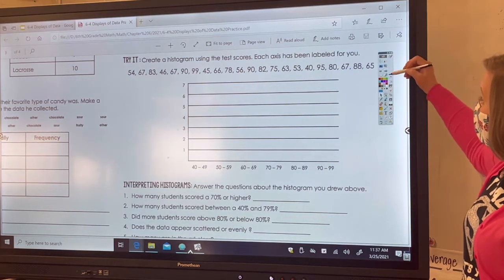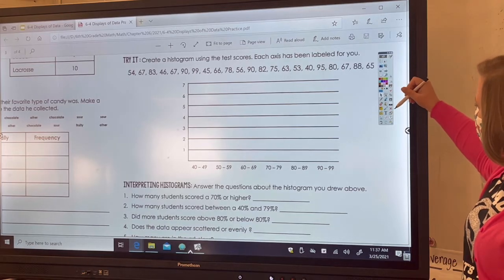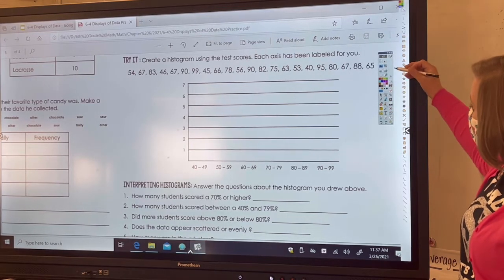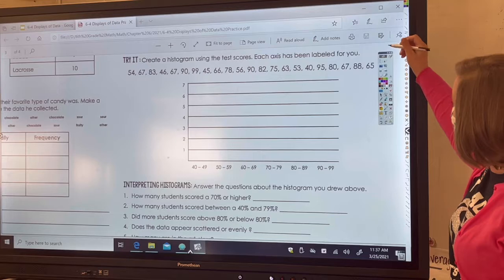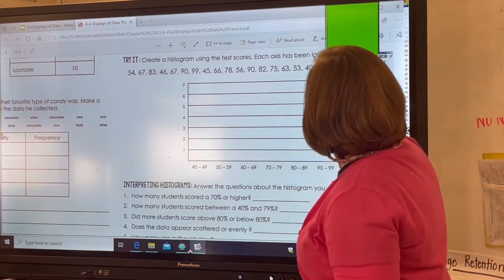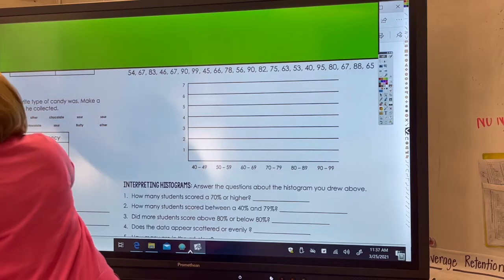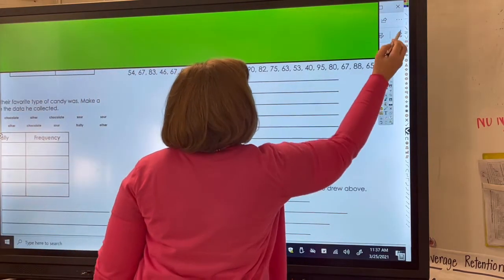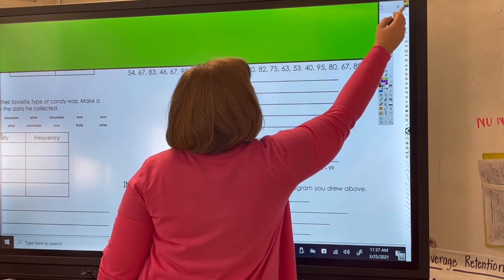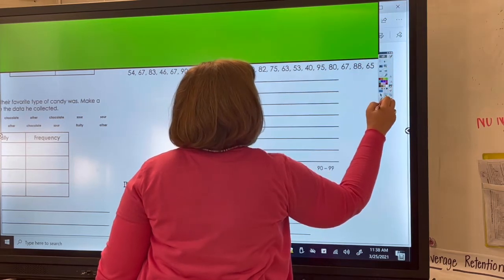They did not put our data in order from least to greatest. So if you need a piece of paper, I'll be glad to bring you one. But we do need to put our numbers in order from least to greatest.